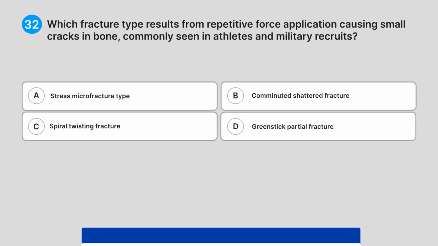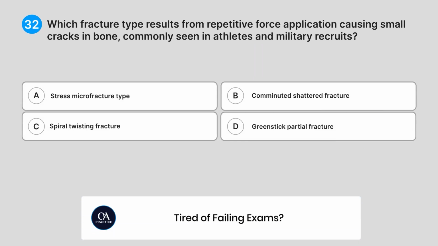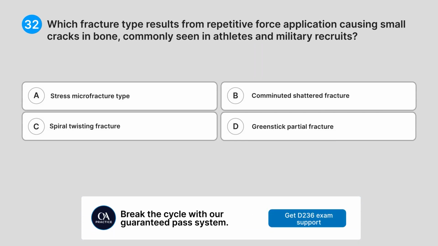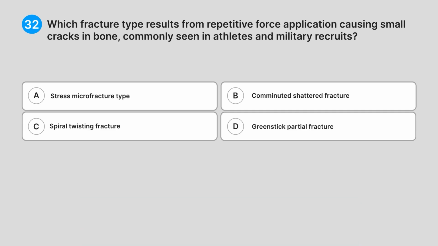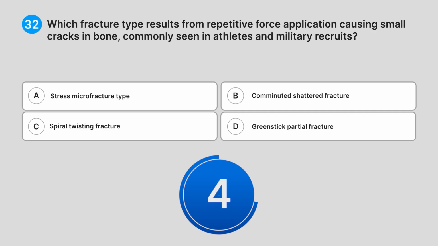32. Which fracture type results from repetitive force application, causing small cracks in bone, commonly seen in athletes and military recruits? A. Stress microfracture type. B. Comminuted shattered fracture. C. Spiral twisting fracture. D. Green stick partial fracture. Do you know the answer?